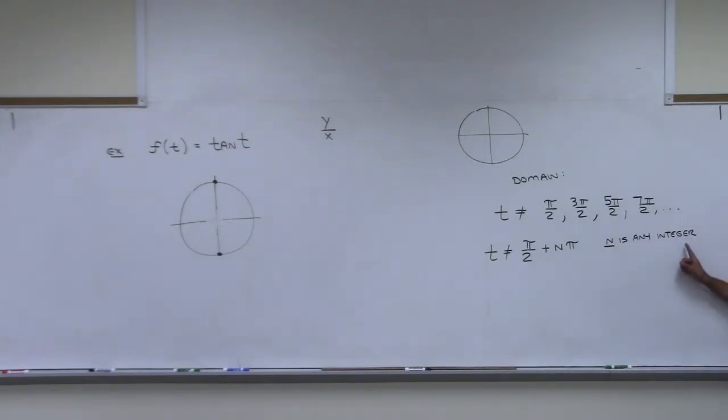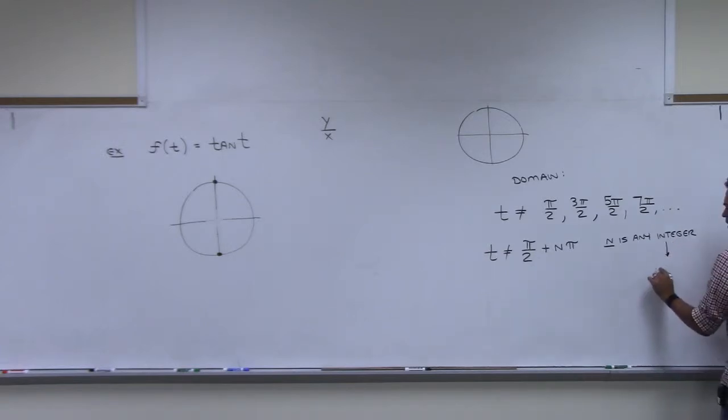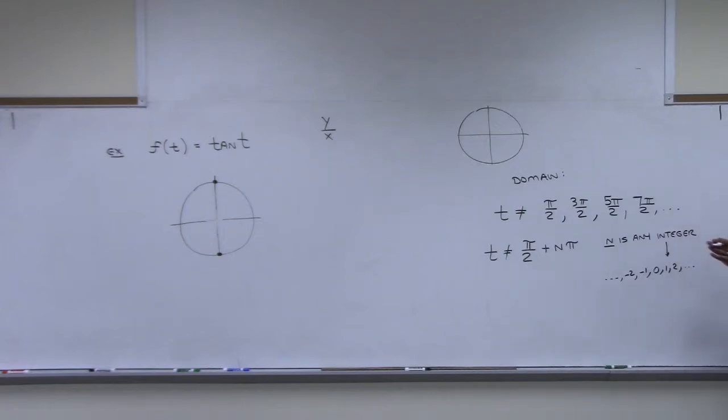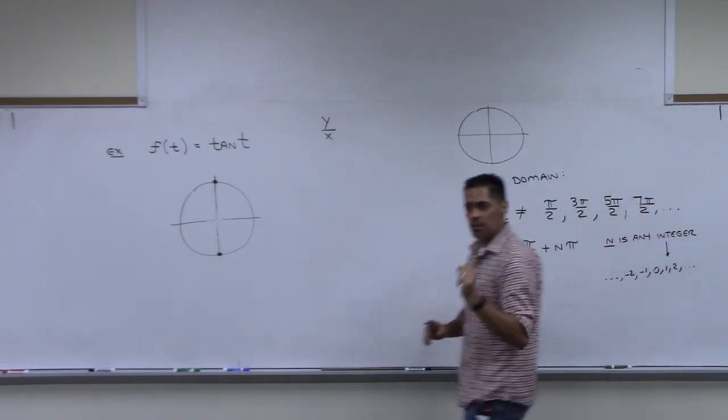Now, what is an integer? You need to know what an integer is for this to work. Exactly. The integers are the numbers 0, 1, 2, forever, and the other direction, -1, -2, forever that way. Integers are all the whole numbers, both the positive and the negative, and including 0.